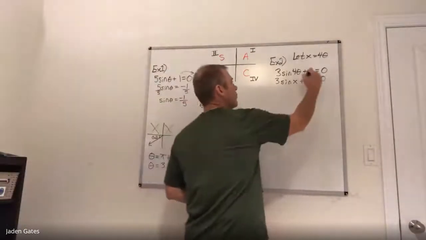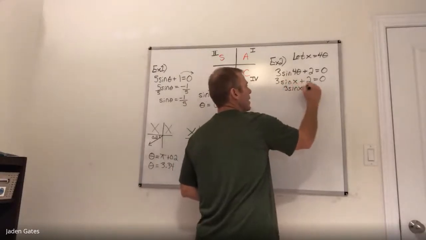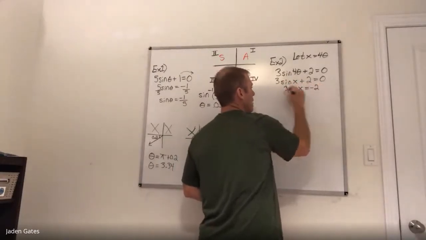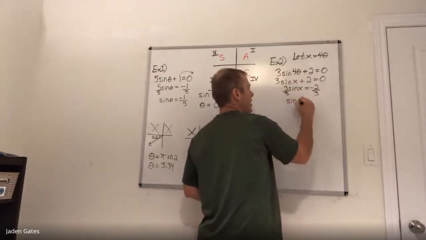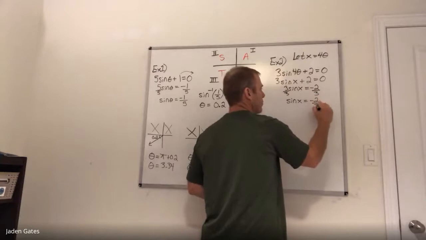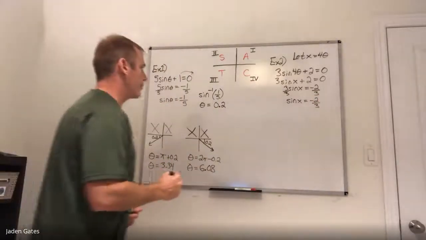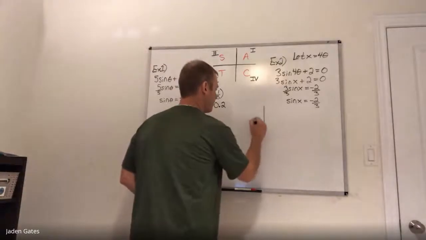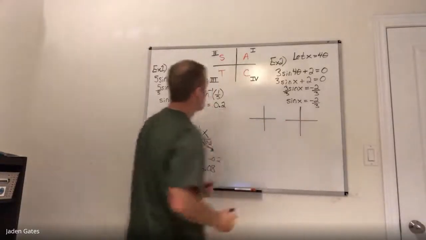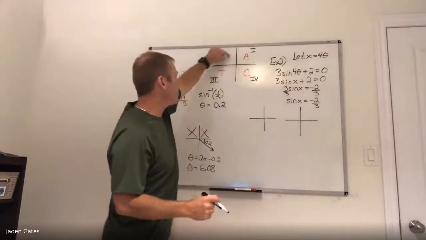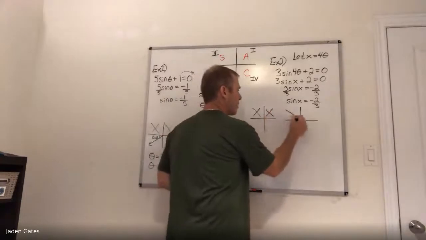And so again, I'm going to move the 2 over to the other side. So I have 3 sine x equals -2, divided by 3 on both sides. And I have sine x is equal to -2/3. And I copied myself here on the first example. So again, using the CAST rule, the only time sine is negative is in the third and fourth quadrants. So again, our answers have to be in the third and fourth quadrants.